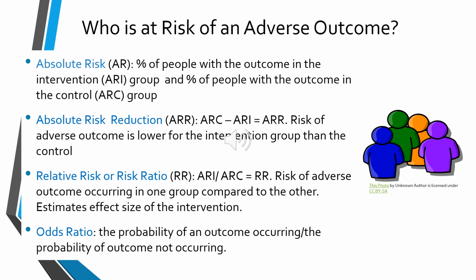One more way to understand risk is looking at the odds ratio. It's the odds of the outcome occurring in the intervention group divided by the odds of the outcome occurring in the control group. Consistent with interpreting relative risk, if the odds ratio is less than 1, there's a lower risk. If it's equal to 1, there's no difference, and if it's greater than 1, there's a higher risk. Authors should clearly describe how each of these is calculated.